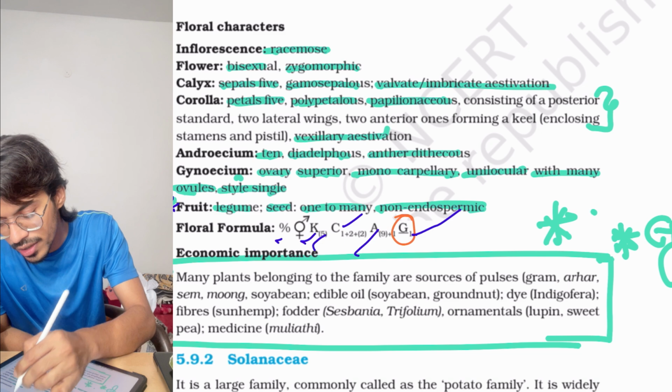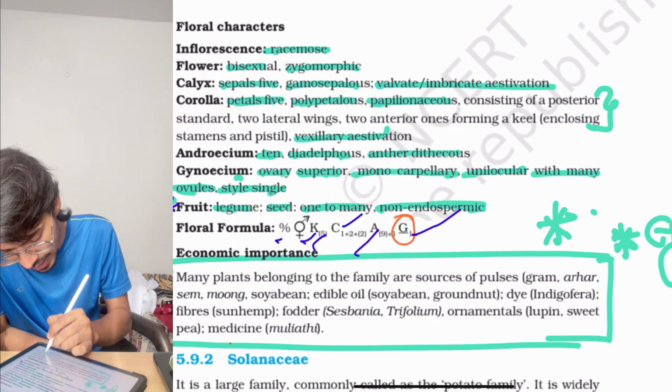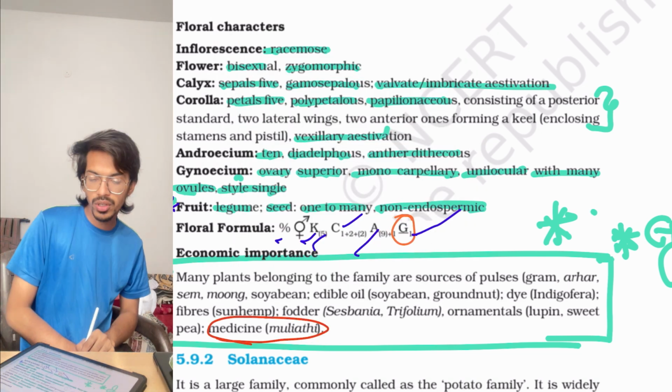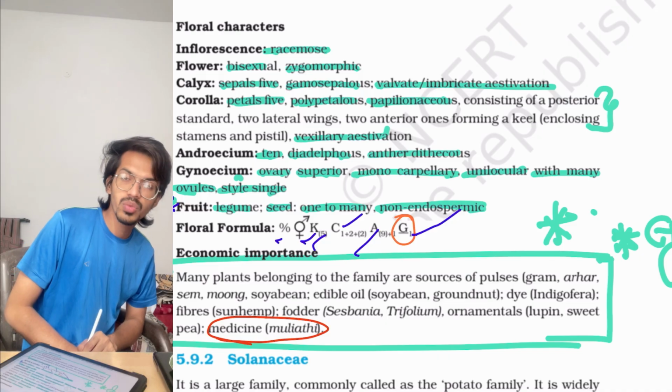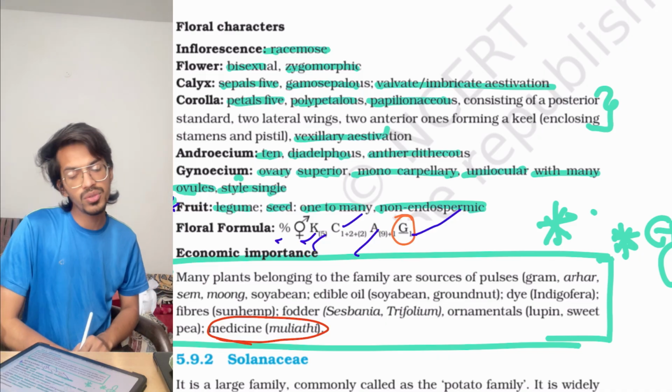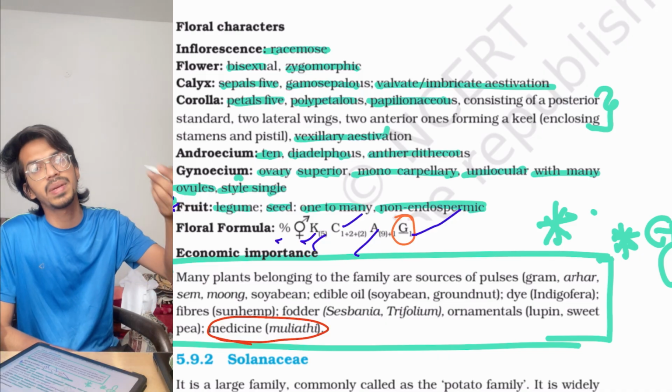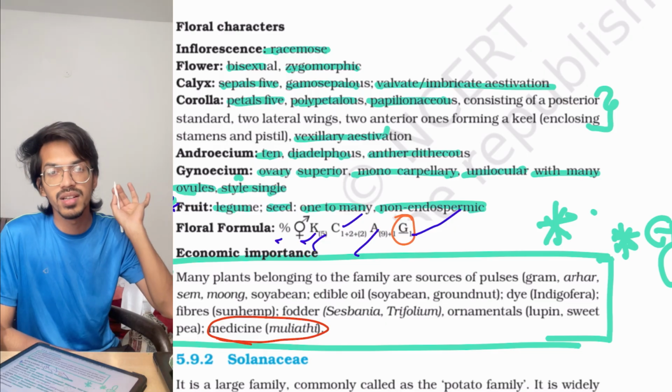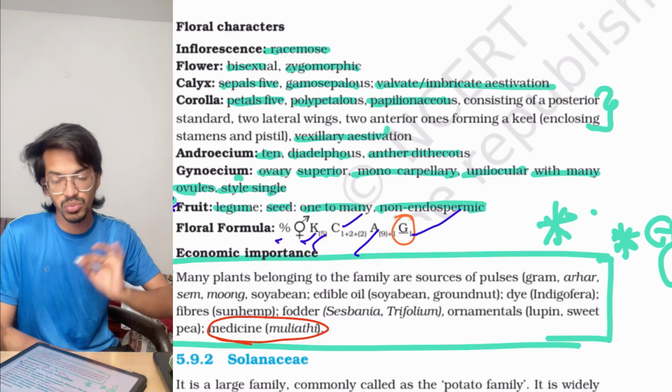Here, one important thing you have to remember is mulethi, for sure. Mulethi is a kind of medicinal plant belonging to Fabaceae, because a question on the basis of this, along with ashwagandha, is coming every year, most of the time.